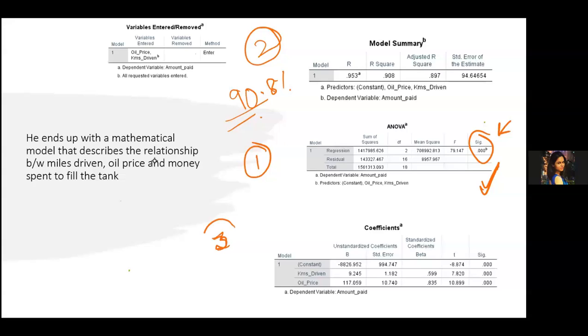Okay. And the third one is the coefficient table. So what's going to be my regression equation now? Plug in the numbers again, the same drill. Ma'am, y equal to 9.245 x minus 8,826.952.